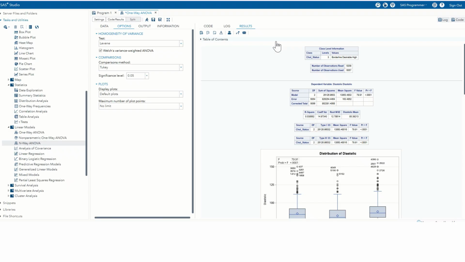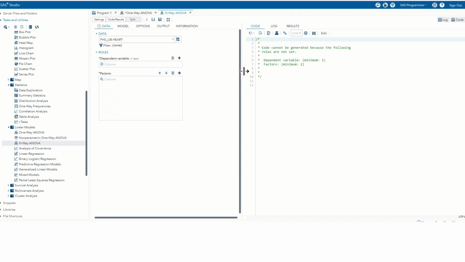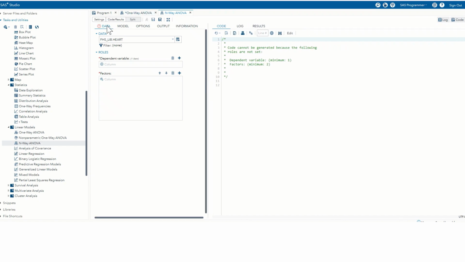In case of N-way ANOVA, we are able to look at the difference in the continuous outcome when there is more than one exposure or there are multiple covariates. Let's do it and then I will explain it from there. Under tasks and utilities, under my tasks, under linear models, search for N-way ANOVA and double click. Okay, and this will open up a new pane in the middle. The data set we're going to use is the same one.